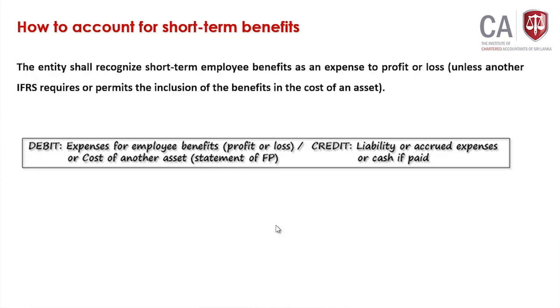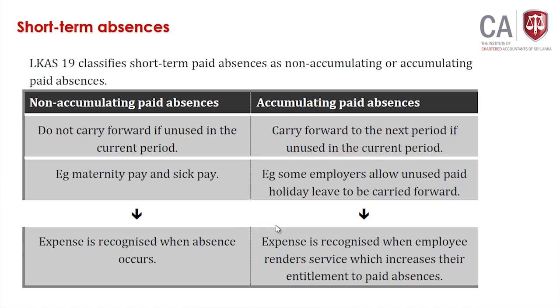How do we account for short term employment benefit? This is LKAS 19. Entity shall recognize short term employee benefit as an expense to the profit or loss account. Double entry: debit expense for employee benefit and credit liability or accrued expense. Debit expense, credit liability. That's how you account for short term employee benefit.